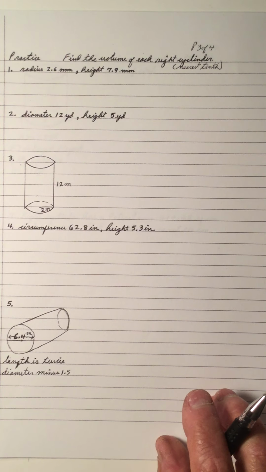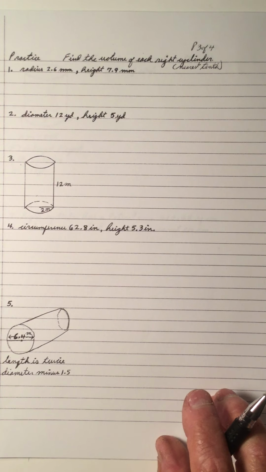We have: find the volume of each right cylinder to the nearest tenth. So we have a radius, r, of 2.6, and a height of 7.9. Notice they're all the same units, so everything's okay. So the volume is base area times height, and it's a cylinder, so it's pi r squared h. So it's 3.14 times 2.6 squared times the height, 7.9.